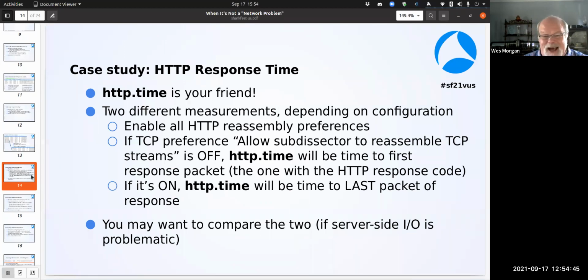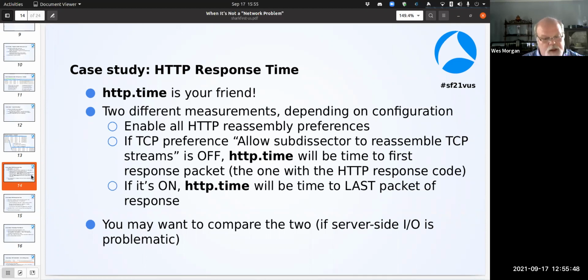Wireshark's computed http.time is your friend. It can actually represent 2 different measurements depending on how you've configured Wireshark. Okay, you enable all the HTTP reassembly preferences, but then over in the TCP preferences, if you have the preference for allowing subdissectors to reassemble TCP streams turned off, then HTTP time will reflect the time to the first packet of the response, the one with the HTTP response code. If you turn that preference on, however, http.time will represent the time to the last packet of the response. I will say normally that hasn't been a big difference for me.